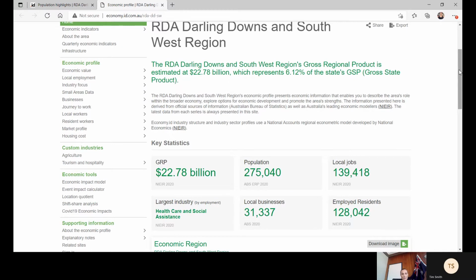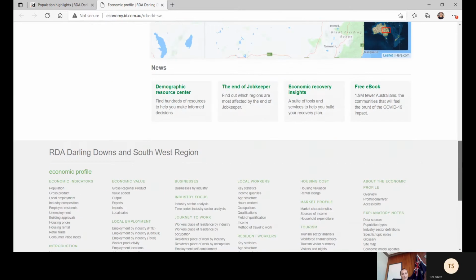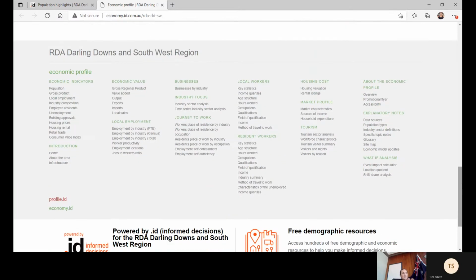And what I'm going to do is I'm just going to show you the pages that I think are really, really important for you guys to have a good understanding of. The difference between this tool and the red tool is this information is updated yearly, and it's based on a range of different data sources.